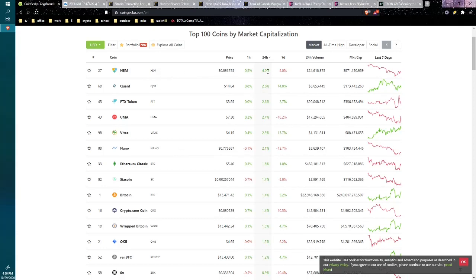NEM, don't know anything about it. It's up 4% in the last 24. Quant, oh, I know a little bit about it. I don't know much about it. 2.6 up. I have a positive association with that, but I can't remember why. 2.6% on FTX token up. UMA, don't know anything about it. 2%, 2.4. And then Vitae, 2.3. Know nothing about it. Nano's at 2.1. That one I'm familiar with. Classic is up 1.8. So is PsyCoin, up 1.4.